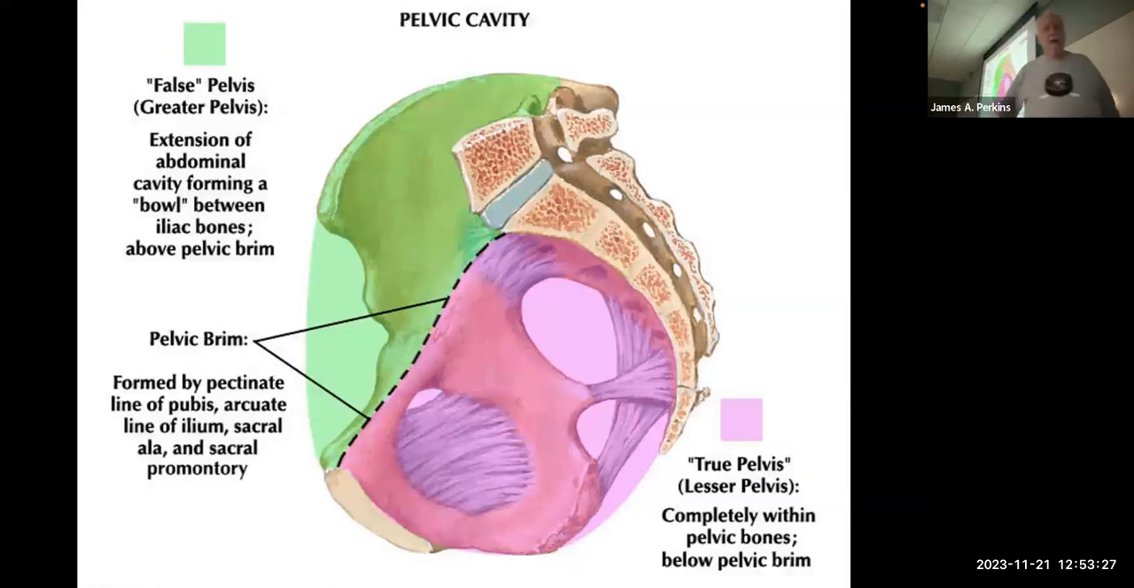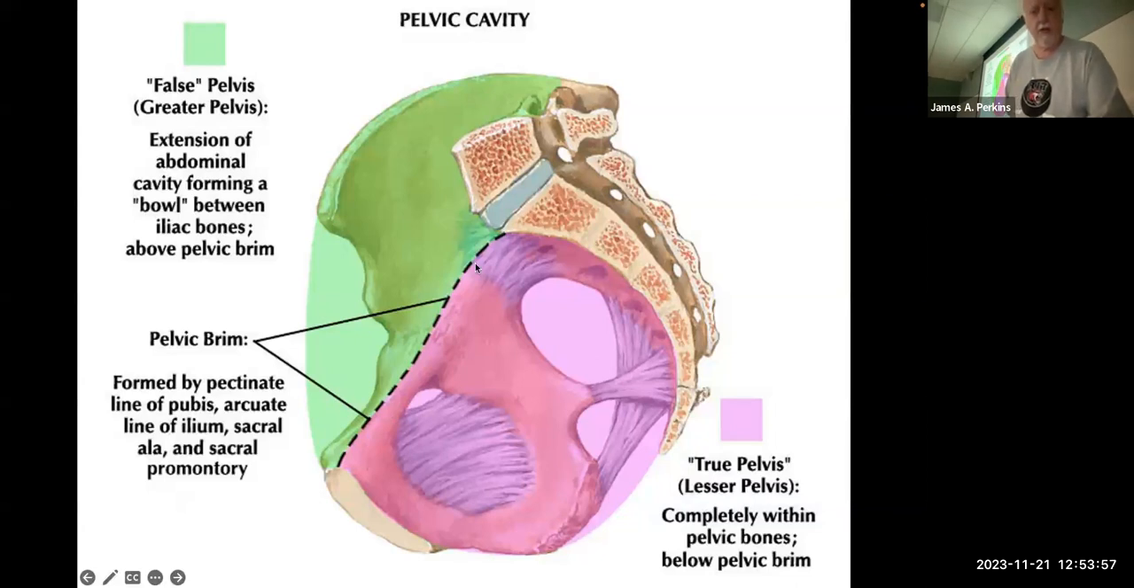All right, so I mentioned earlier something called the pectinate line, which is this little ridge on the superior ramus of the pubic bone. And then also something called the arcuate line, which is a little ridge on the inner surface of the ilium. Those two ridges contribute to something called the pelvic brim, which is just this little ridge that basically runs all the way around the inner surface of the pelvis.